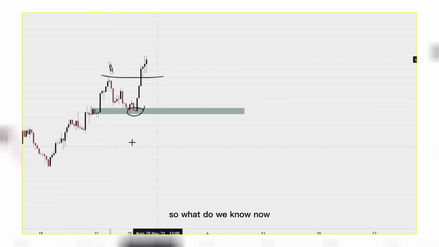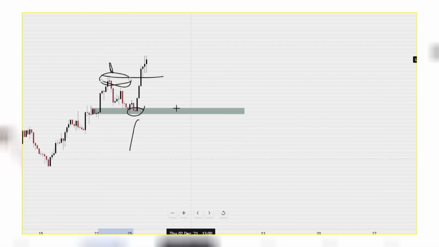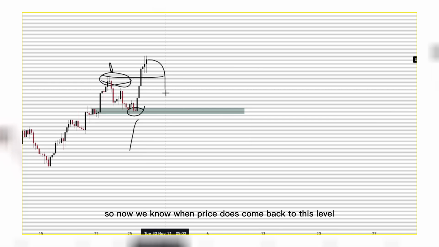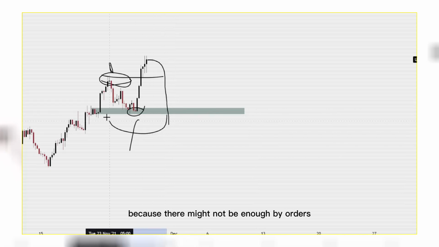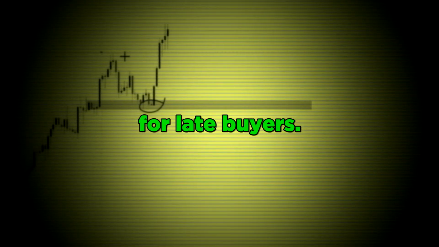So what do we know now? We know that the buy orders that were injected here were greater than the sell orders that could have been resting here. So now we know when price does come back to this level, it's more than likely going to break through this level instead of rejecting again. Why? Because there might not be enough buy orders in this demand order block. Returning to a limit order level repeatedly eats away the remaining passive volume, guaranteeing adverse selection for late buyers.